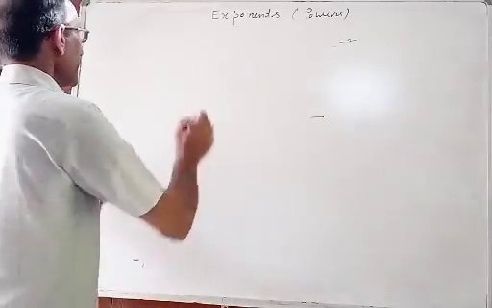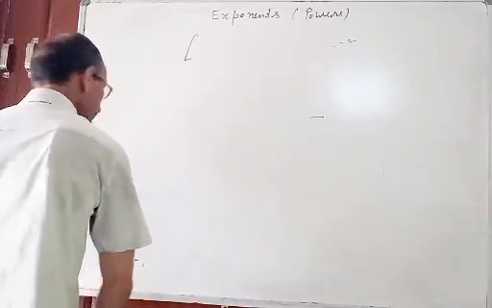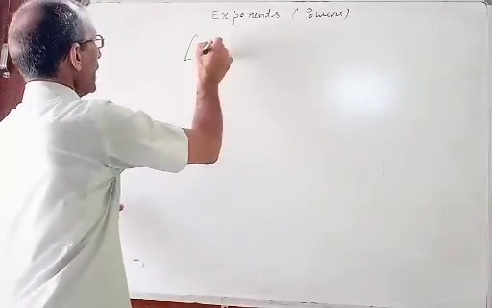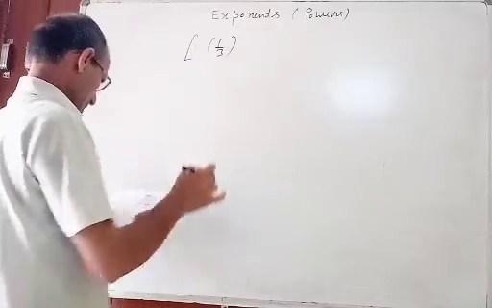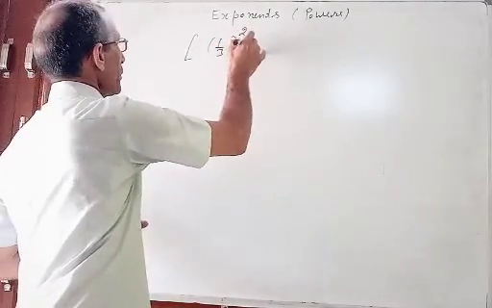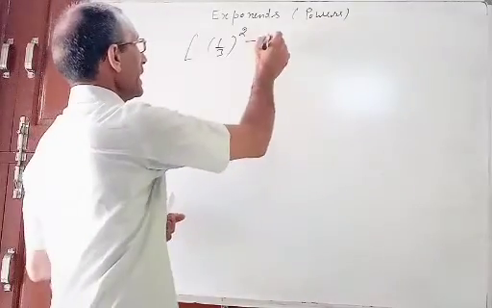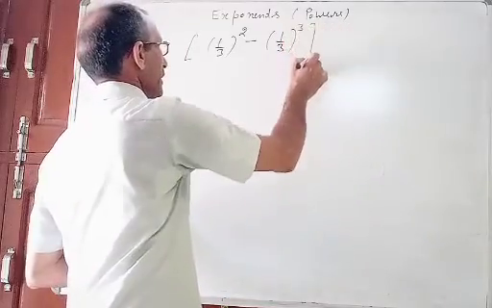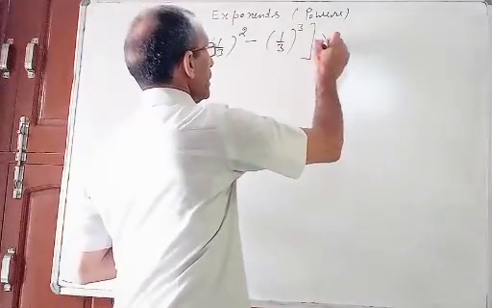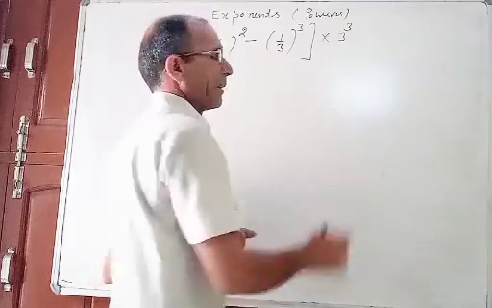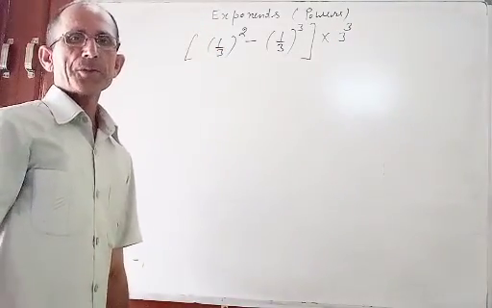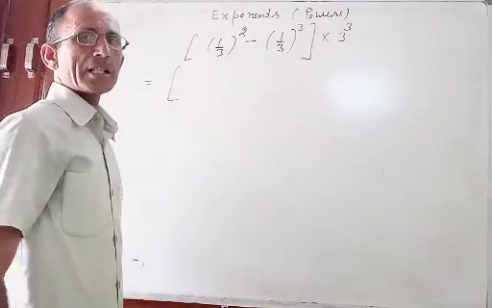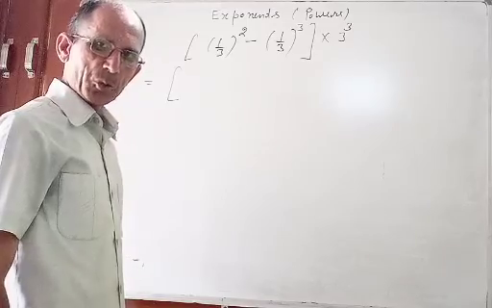Second part, square bracket: 1 by 3 raised to the power 2 minus 1 by 3 raised to the power 3, multiplied by 3 raised to the power 3. Understood? Okay. Now 1 by 3 raised to the power 2 means 1 by 3 is multiplied 2 times.